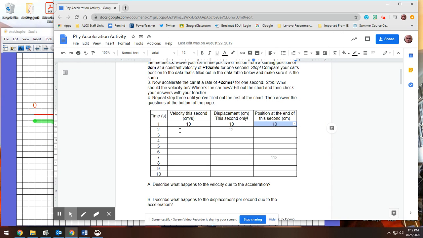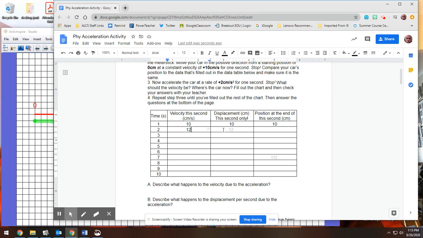Time frame number 2. Now we are accelerating. If we're starting at 10, and our acceleration modifies our velocity by positive 2, well, what's 10 plus 2? Go ahead, think about that, answer it amongst yourself. Well, hopefully you came up with the idea that that's 12. So if your velocity is 10 and you add 2, you get 12. And there's a class change bell. So you modify it by 2, you end up with 12.